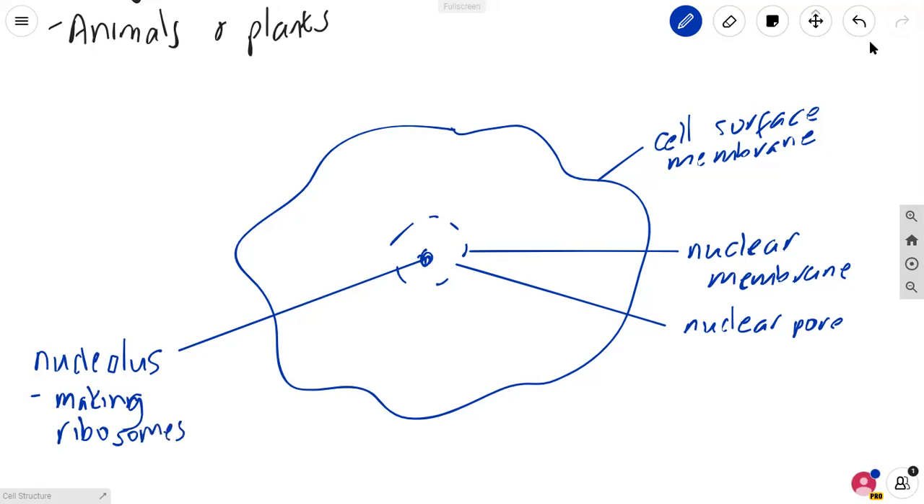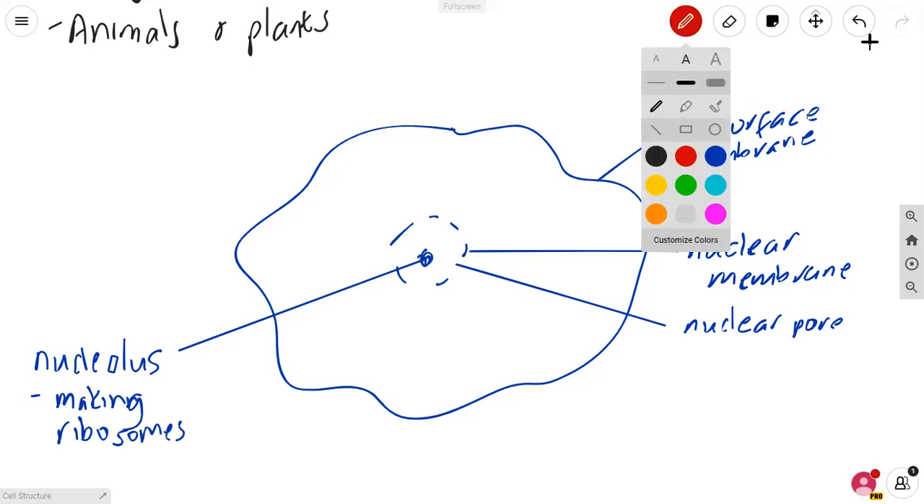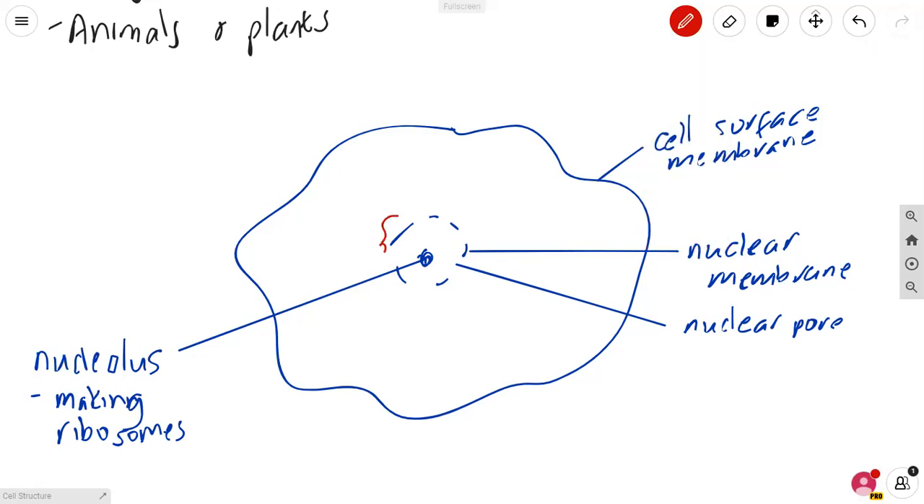And then that whole thing together, so that's the membrane and the pores and the nucleolus and the nucleoplasm inside, all together is what we call the nucleus. Obviously, the nucleus contains DNA. It's the site of transcription, the first stage of protein synthesis, and contains all the genetic information.